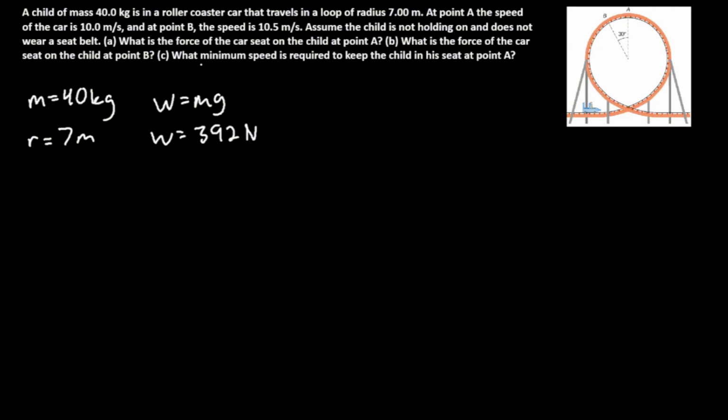Okay, let's solve for part C. What is the minimum speed required to keep the child on a seat at point A? So at the very top. Well, what does it mean by the minimum speed? The minimum speed required to keep the child seated at point A would mean that the weight force is the only thing contributing to the centripetal force.